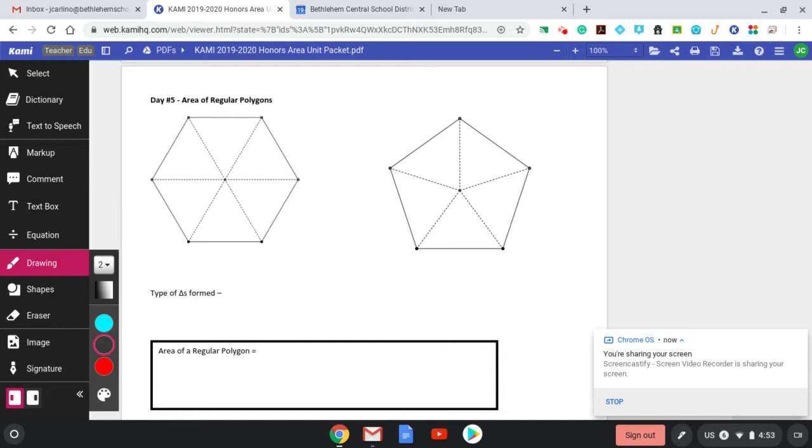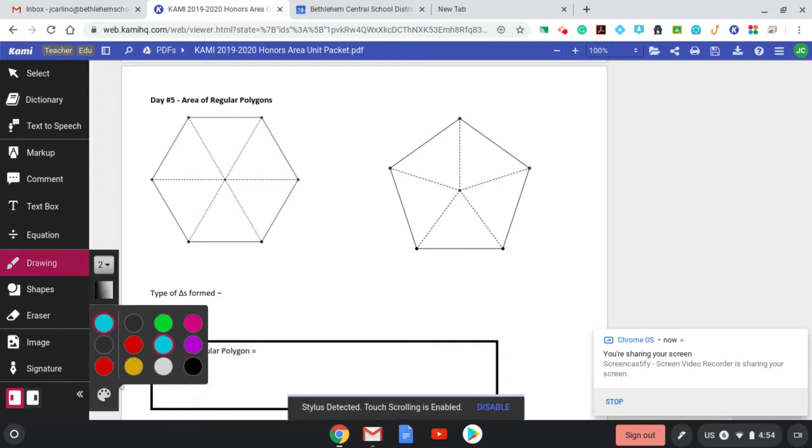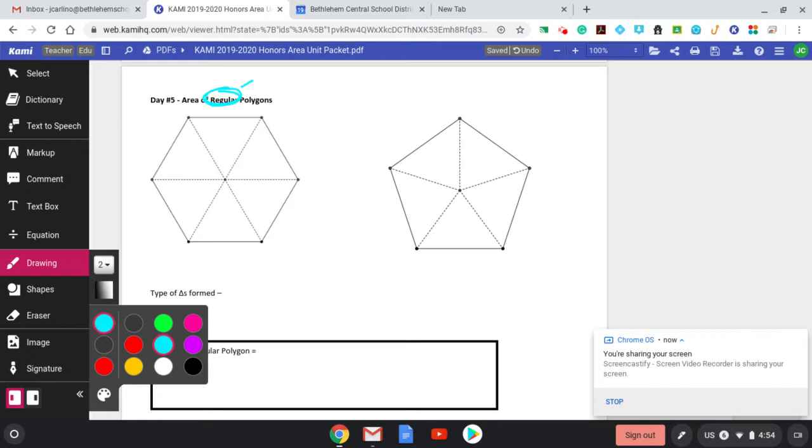Instead, what we're going to do is break each of the polygons up into triangles, which you do have a formula for: 1/2 base times height. All right. And just to preface this at first, we are going to find the area of just regular polygons. And if you remember, a regular polygon has all sides congruent and also all angles congruent.